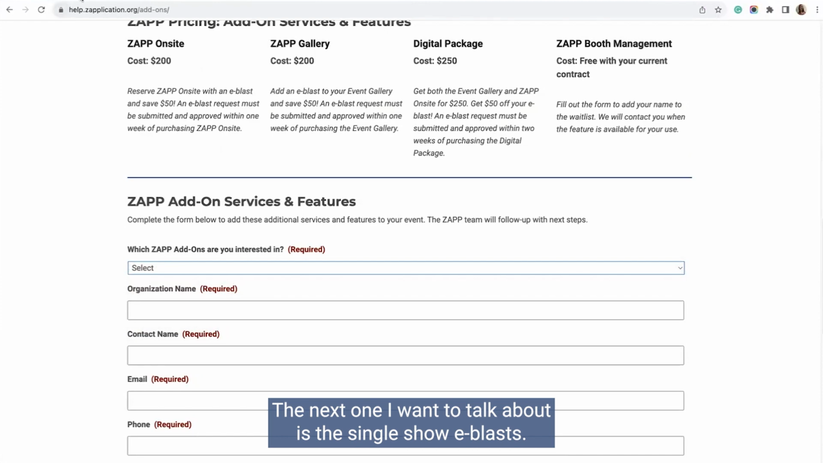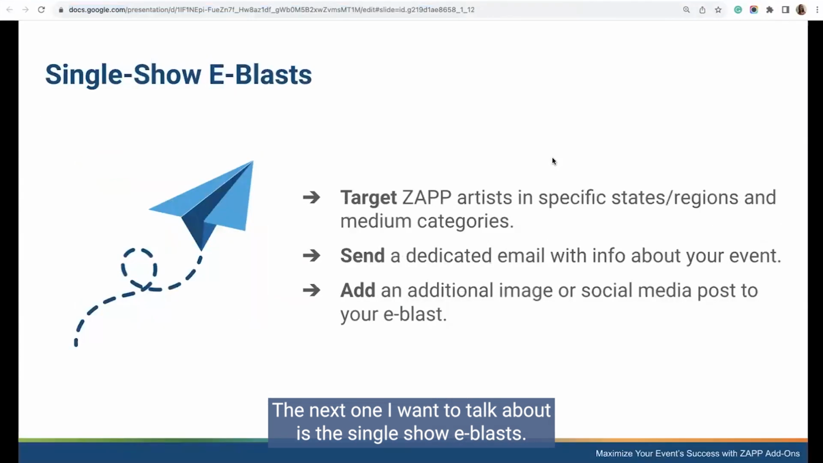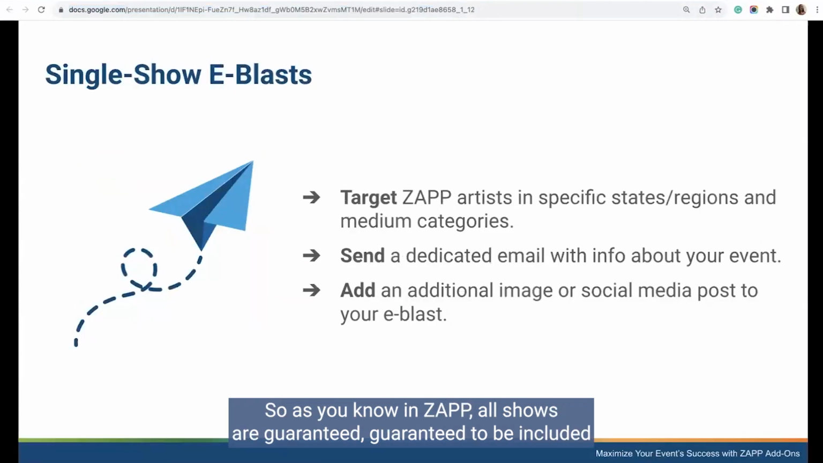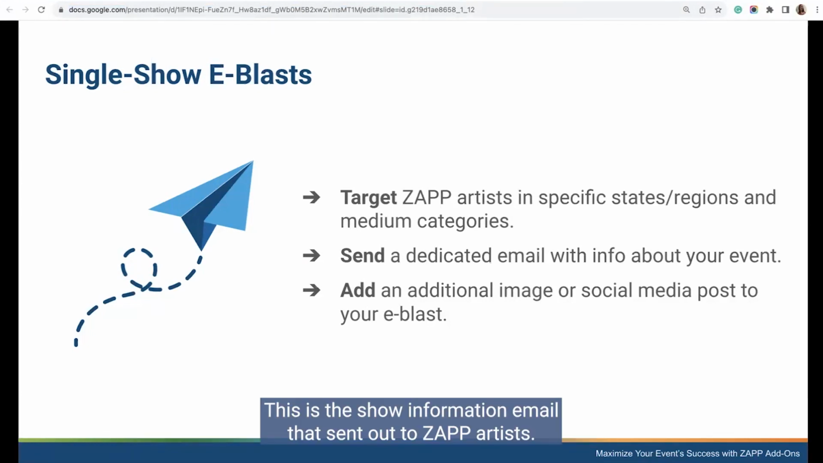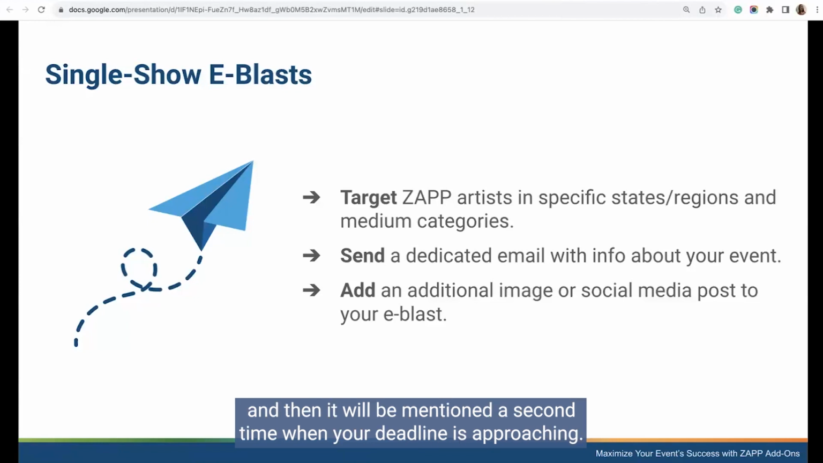The next one I want to talk about is the single show e-blasts. So as you know, in ZAPP, all shows are guaranteed to be included in the weekly Wednesday e-blast two times during their application cycle. This is the show information email that's sent out to ZAPP artists. Your show will first be mentioned when you begin accepting applications, and then it will be mentioned a second time when your deadline is approaching.